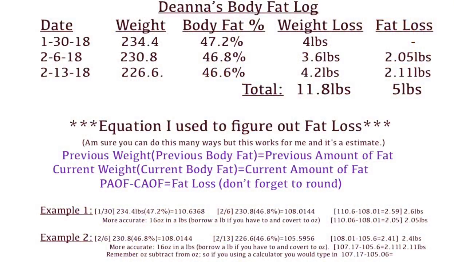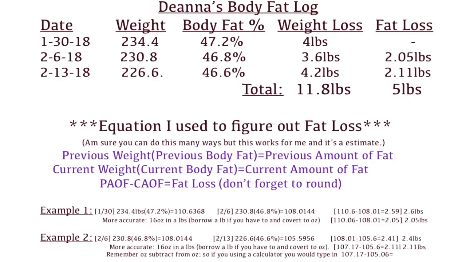Okay, guys, so let's get straight into it. The equation is previous weight times previous body fat equals previous amount of fat. Then you do the same thing for the current weight. So current weight times current body fat percentage, of course, and that will equal your current amount of fat. Then we're going to subtract both of those, and that will give you your fat loss in poundage. Please don't forget to round. That's what we were talking about earlier.